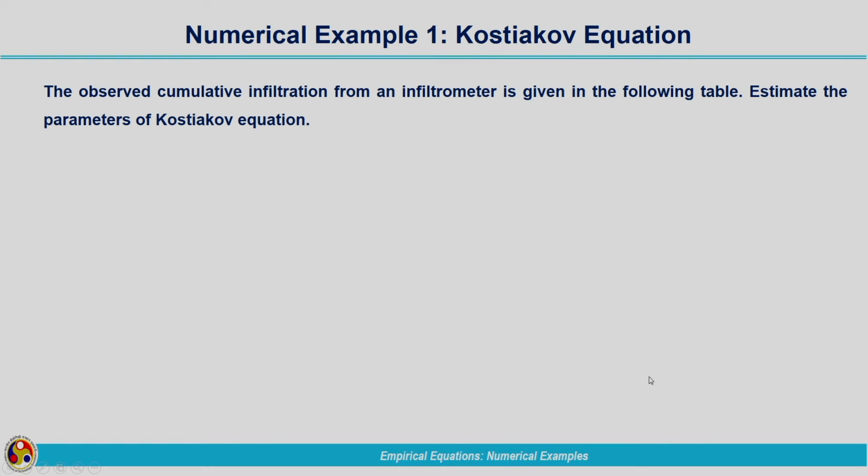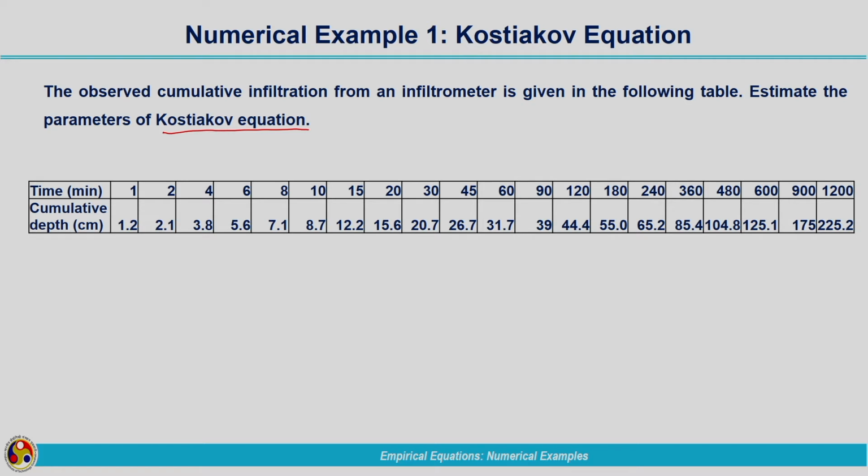So, first let me read out the question. Observed cumulative infiltration from an infiltrometer is given in the following table. Estimate the parameters of Kostiakov equation. Infiltration data from an experiment is given to you. You need to calculate the Kostiakov parameters. We have seen Kostiakov equation in yesterday's class. So, we need to fit the curve and find out the Kostiakov parameters.